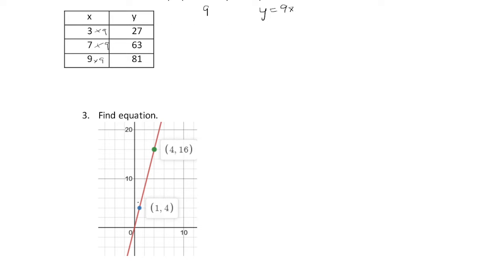For number 3, we want to find the equation here. So the first thing to always look at is if it goes through 0, 0. And it's obvious that this does go through 0, 0. So we know it's going to have the form of y equals kx. Now the next thing is, what do you have to multiply x by to get to y? Well, 1 times 4 is 4. 4 times 4 is 16. So the constant has to be 4. So our equation is y equals 4x.